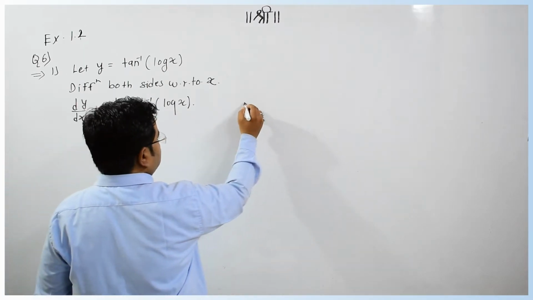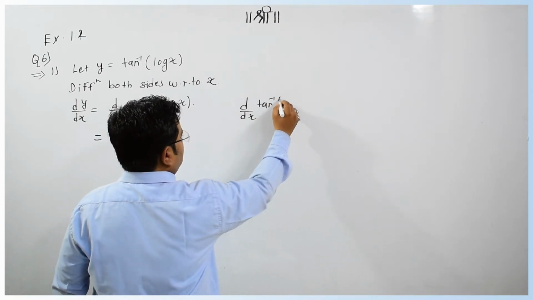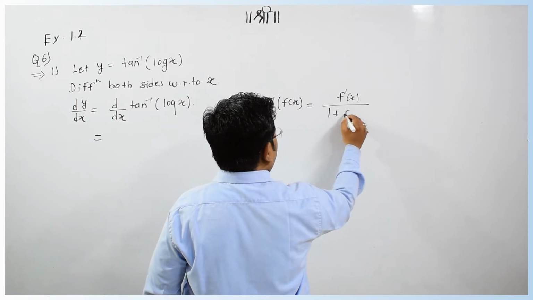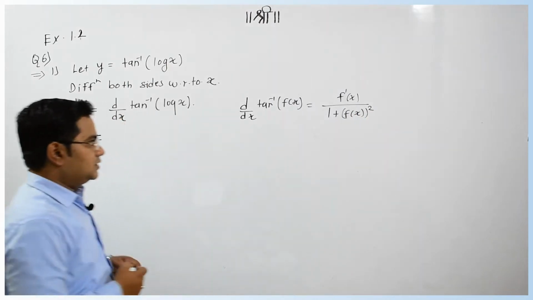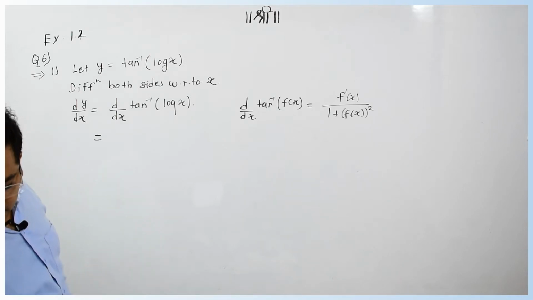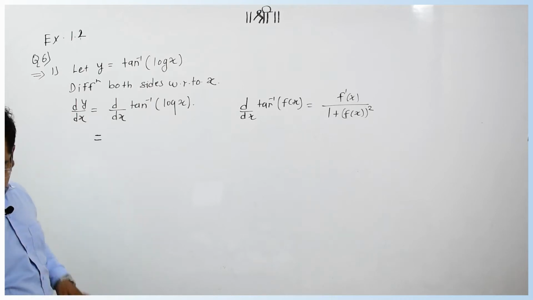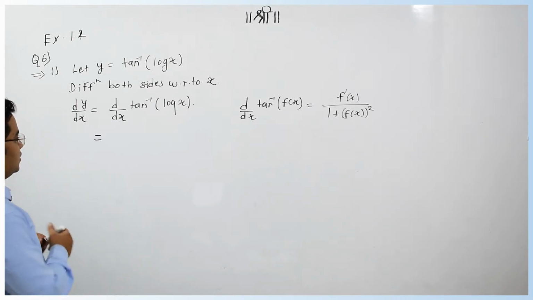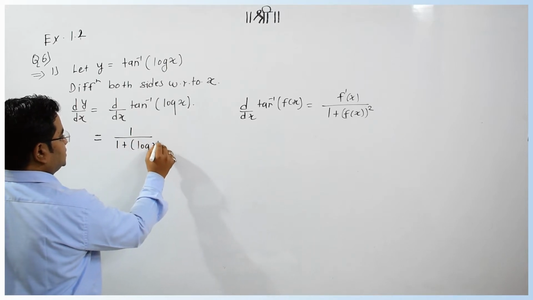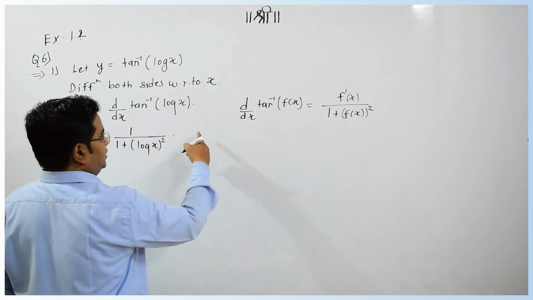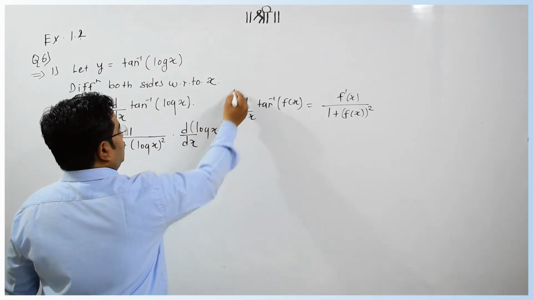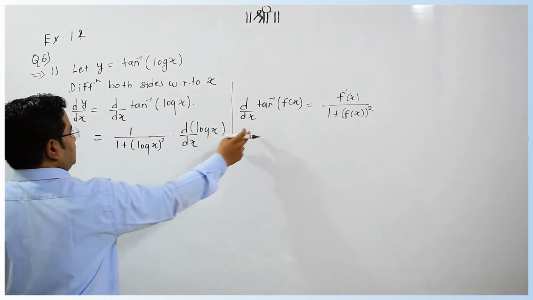The formula is d upon dx of tan inverse of f of x is equal to f dash of x upon 1 plus f of x bracket square. Now if you apply this formula directly to this function, we will get one interesting value. So what is that value? 1 upon 1 plus log of x bracket square, dot, what is the f dash of x over here? d upon dx of log of x.